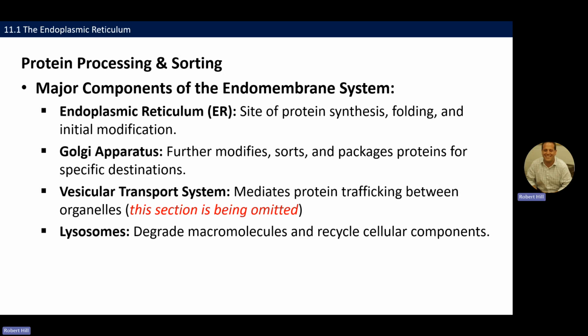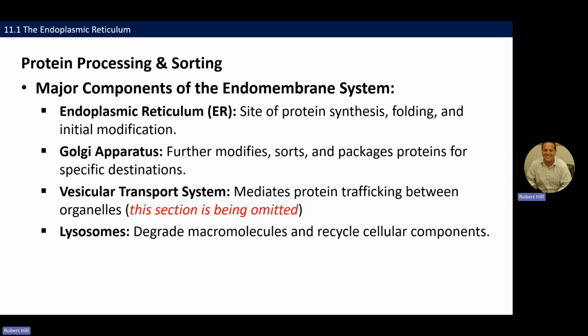After that, the protein usually will go to the Golgi apparatus for further processing. It's more like fine tuning, and it will finally determine where the final location of the protein is going to be. So it's like a shipping and distribution center of the cell.